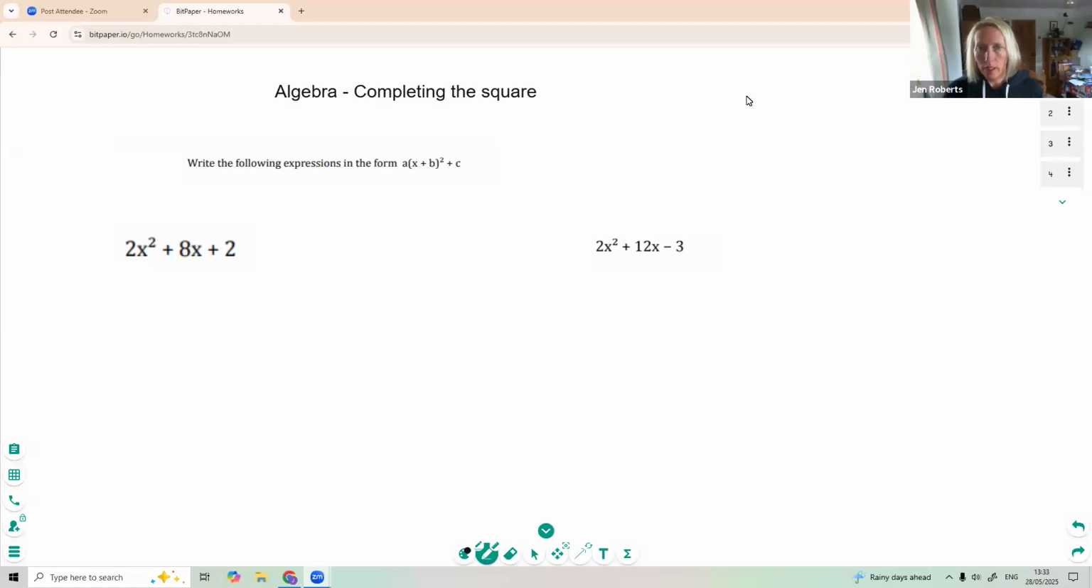In this recording, we're going to be looking at completing the square, grade 8, grade 9, higher level questions. So it's completing the square when the coefficient of x squared is bigger than 1. If you're aiming for a grade 8 or a grade 9, it might be worth watching a couple of examples and having a go at a couple of yourself.